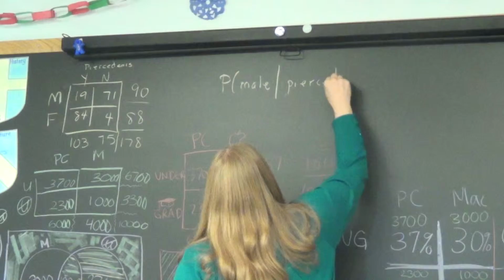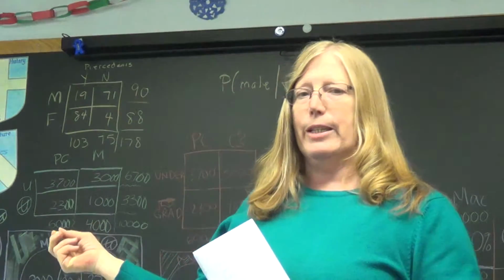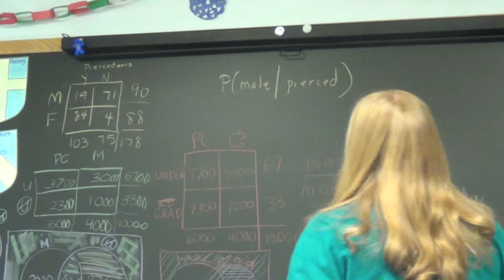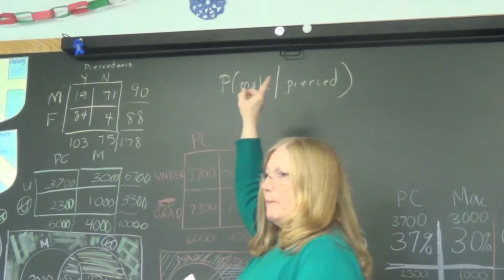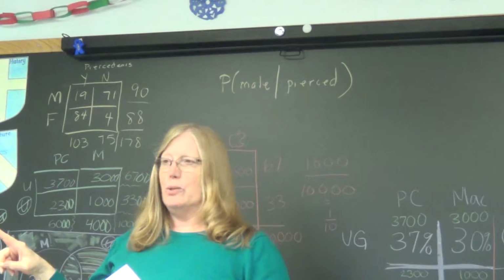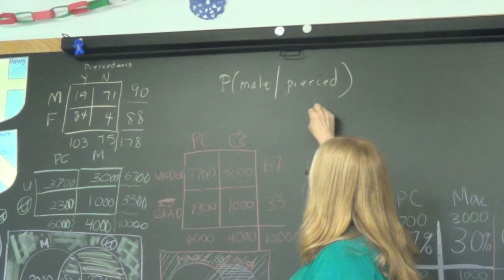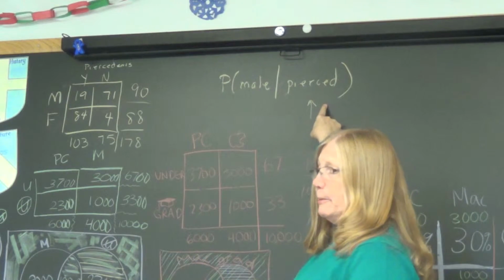So we read that. What's the probability of a male given the person is pierced? So let's see if we can count that out through the chart. What's the probability of a male given is pierced? This is like the two-way charts we used to do. Remember, I used to guide you to the second part of the problem where they gave you some information. So the second part is pierced.